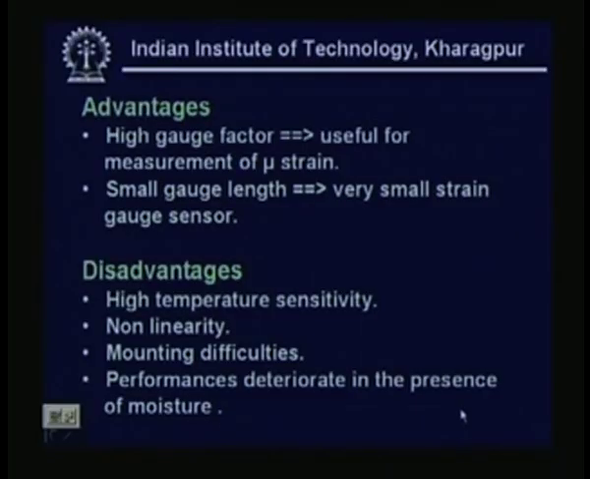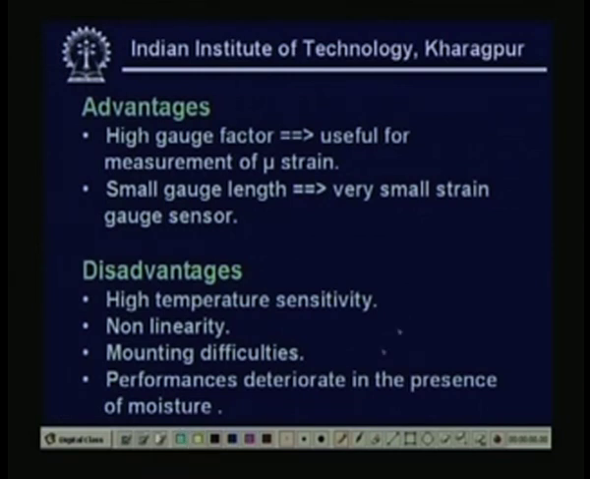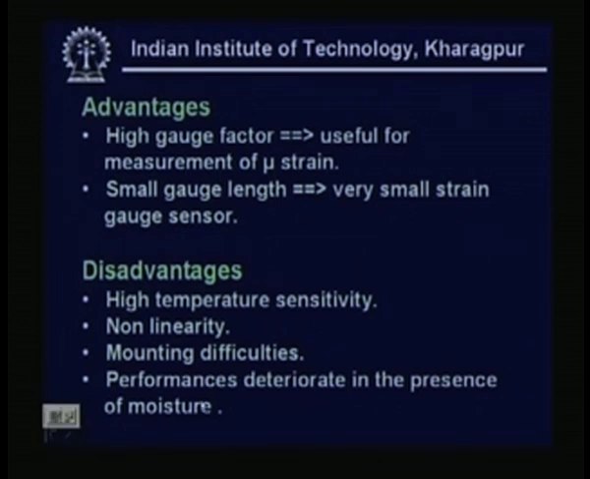The advantage is the high gauge factor, useful for measurement of micro strain. Very small strain I can measure, which is not possible with wire type gauges, whether foil or wire type. In the case of metal gauges, it is not possible. Also, a small gauge length, so a very small strain gauge sensor we can make. As we have seen in the case of pressure sensors, small size I can make, which is not possible with wire type gauges.